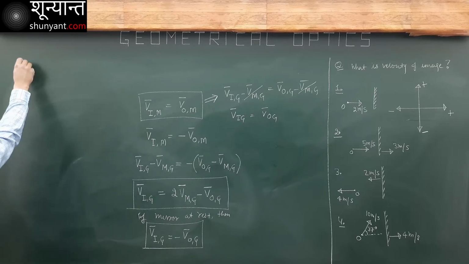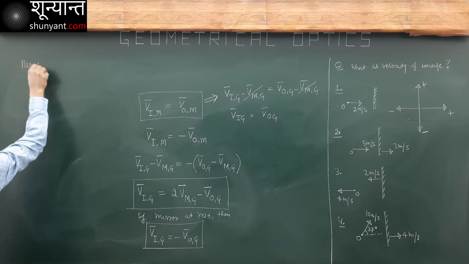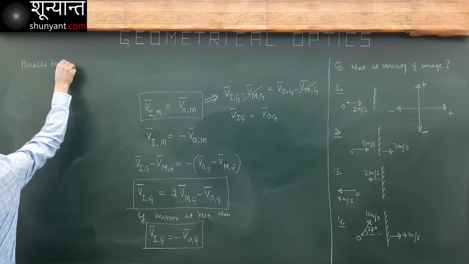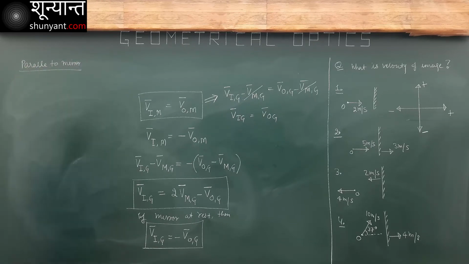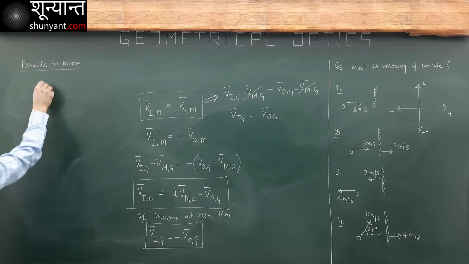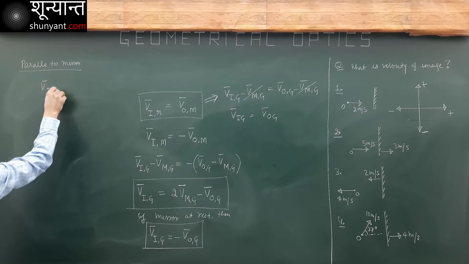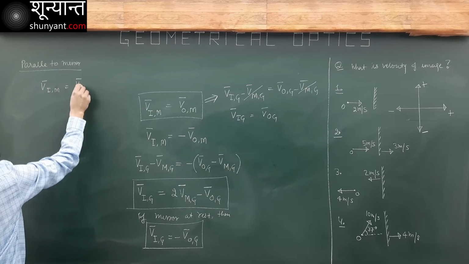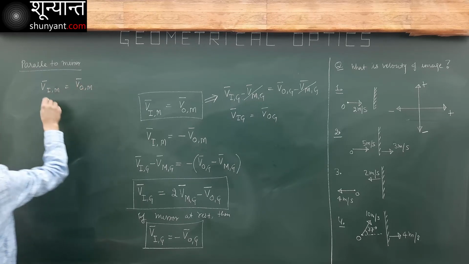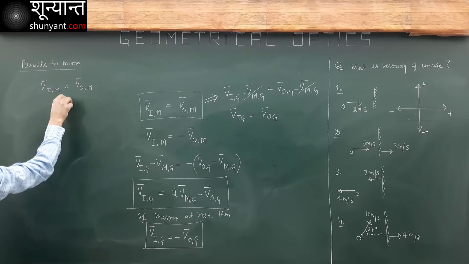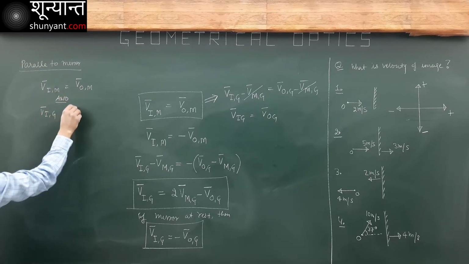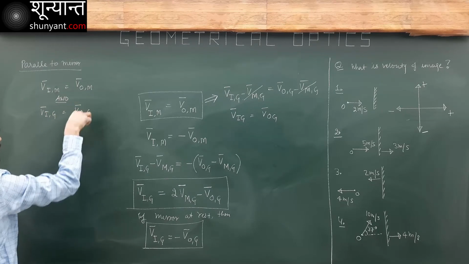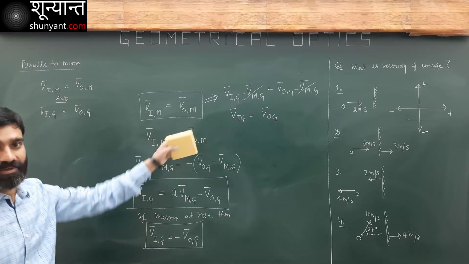Now, parallel to mirror. Velocity of image with respect to mirror is equal to velocity of object with respect to mirror, and velocity of image with respect to ground is velocity of object with respect to ground. We just derived it.